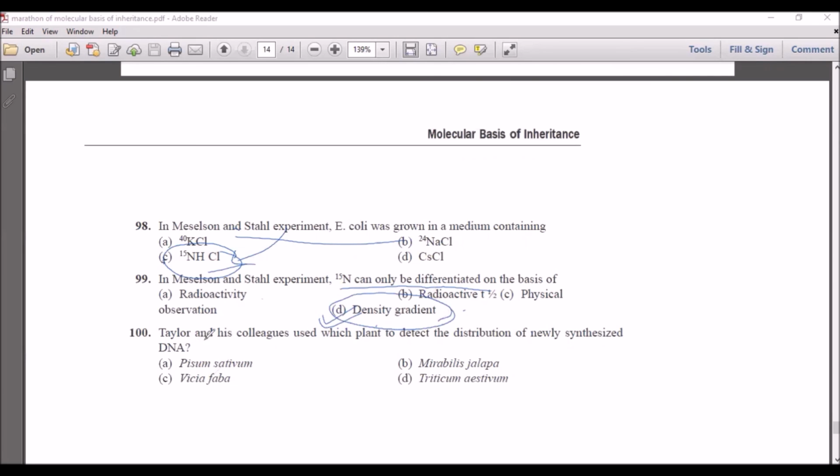And last question is, Taylor and his colleagues used which plant to detect the distribution of newly synthesized DNA? Pisum sativum, Mirabilis jalapa, Vicia faba, and Triticum aestivum. So Taylor and his colleagues used the Vicia faba plant for the distribution of newly synthesized DNA.